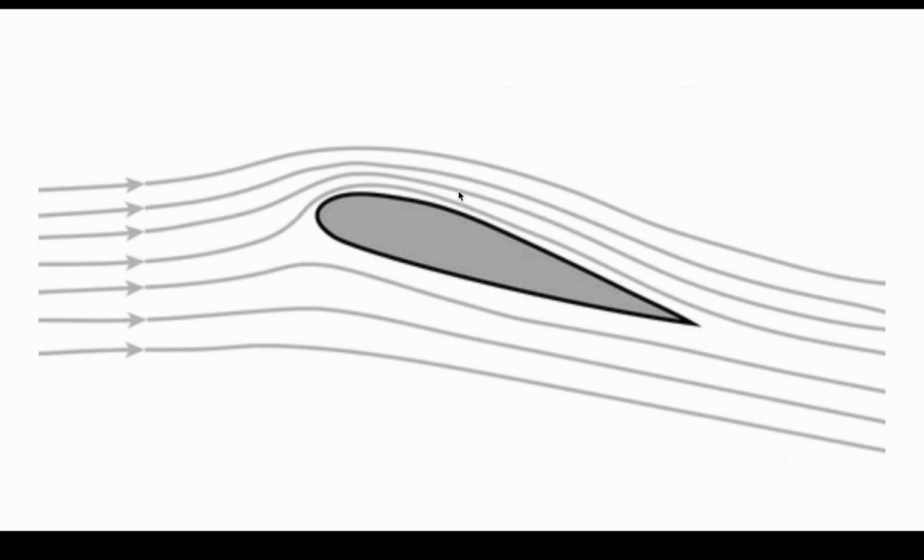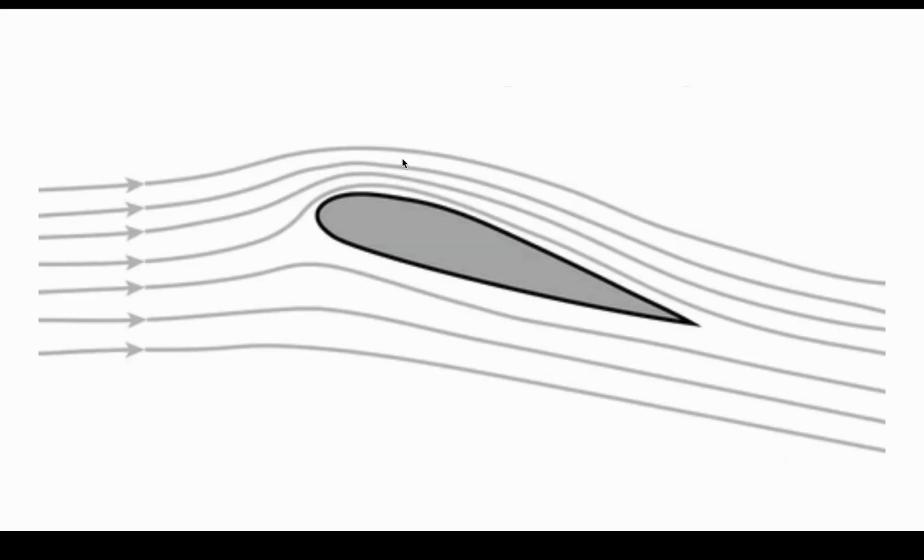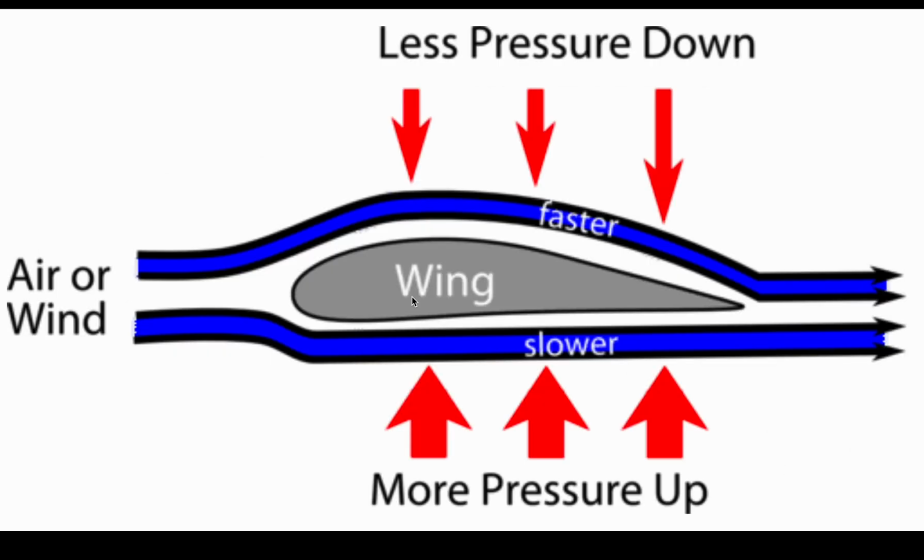So that creates low pressure up here, because it says when the speed of a fluid or air is increased, the pressure decreases. So that means that the pressure is lower on top of the wing than on the lower part. So since this is going faster and this is going slower, there's less pressure up here and there's more pressure pushing up, which causes this wing to go upwards into the air.